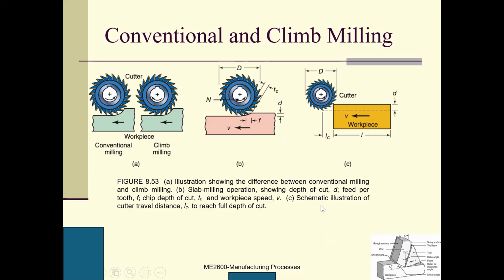Here is a schematic illustration of cutter travel distance. This is the travel distance. This is the D, and here is the capital D, the outer diameter. So this D is the depth of cut, and this is the cutting speed. This guy is rotating, and this guy is translating. So these two have this relative motion, and we can cut this part just above this dotted line off. So this will be the final surface.